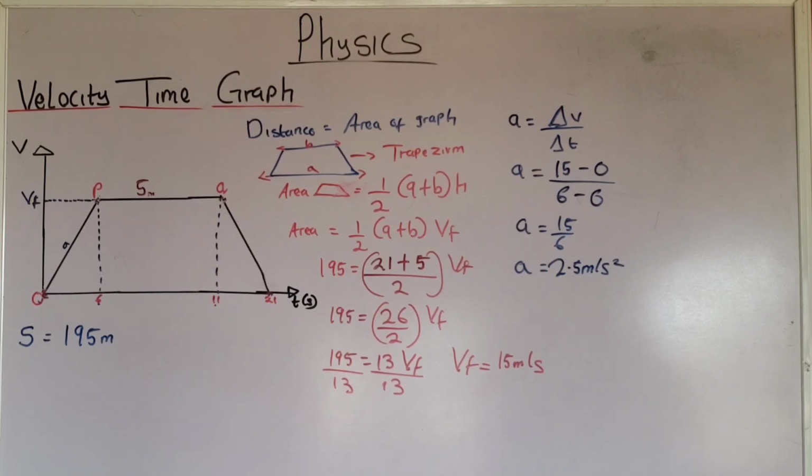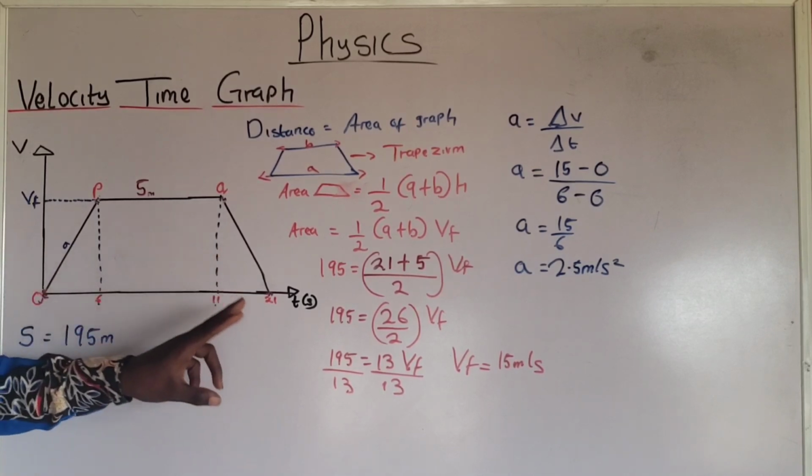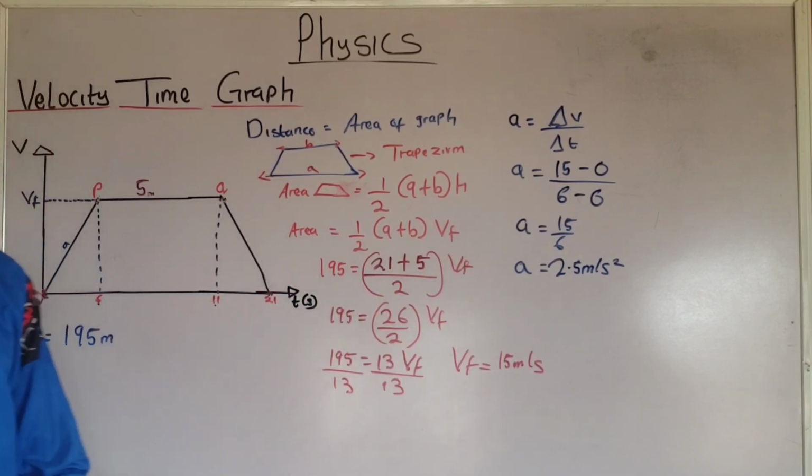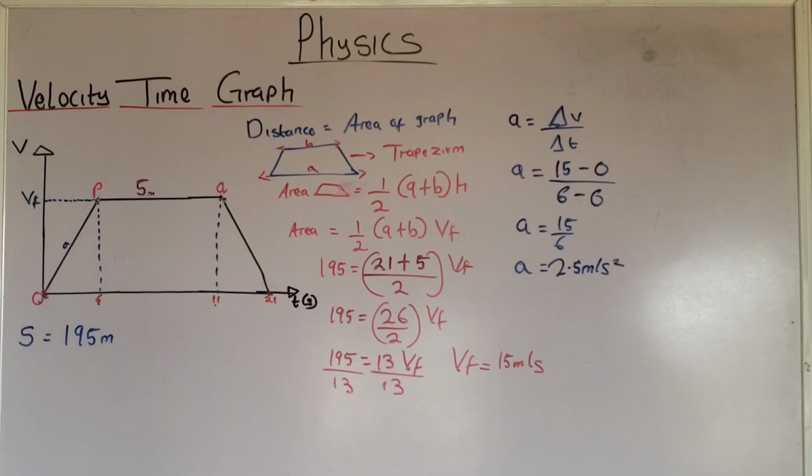Now let's say the question says we should determine the acceleration of the body. That will be 15, change in velocity, which is Vf minus V naught, divided by change in time, 21 minus 0. You understand? So you're going to have 0.71. But we are only asked to calculate the acceleration of the section OP. Okay, so the acceleration of the section OP is 2.5 meter per second squared. Okay, so that is the solution to the question.